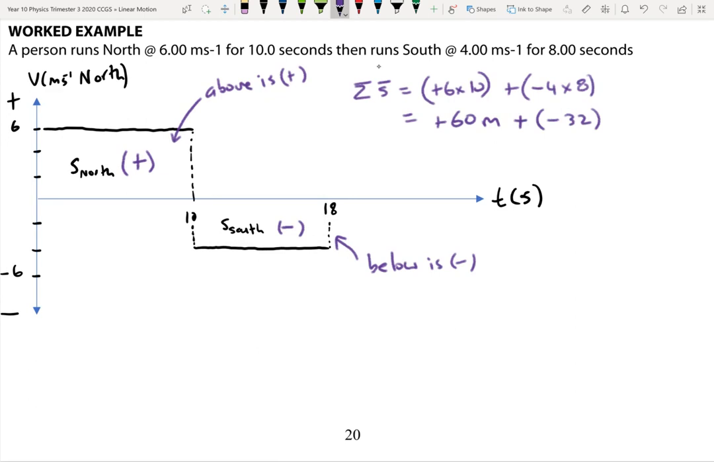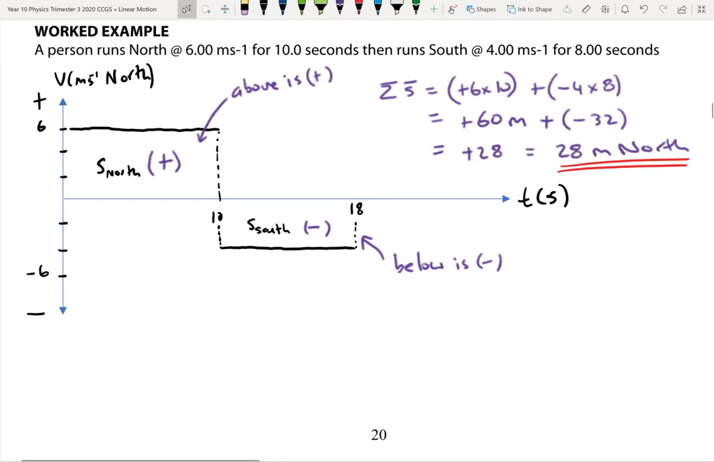Does this all make sense? I see a couple of people nodding. The teacher looks at his stopwatch. It says 18 seconds. He looks up. He goes, where are they? What displacement are they after 18 seconds? Well, let's just combine them. Calculator says plus 28. We'll say that they're still 28 meters north from the teacher. This is almost going right back to our first lesson when we said you're just going to assign one direction as positive, the other direction as negative.